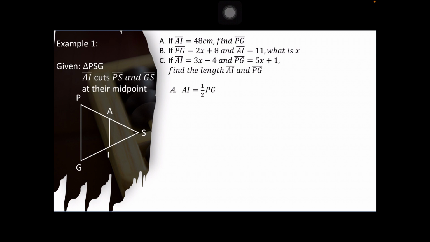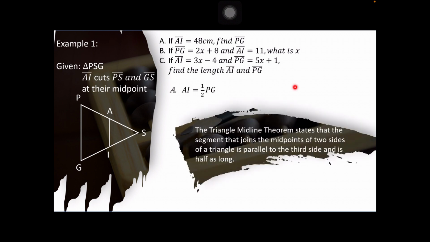Okay, bakit po naging ganyan yung formula natin? Dahil po yun dito sa theorem na ito. Yung kaninang pinaliwanag natin using the GeoGebra. Sabi po kasi dito, the triangle midline theorem states that the segment that joins the midpoints of two sides of a triangle is half as long. Ibig sabihin po, kalahati lang ng third side ang ating midline. Triangle midline. Yan po. Kalahati lang daw na itong PG ang ating AI. Kanina po, napaliwanag na rin naman natin yun using GeoGebra.